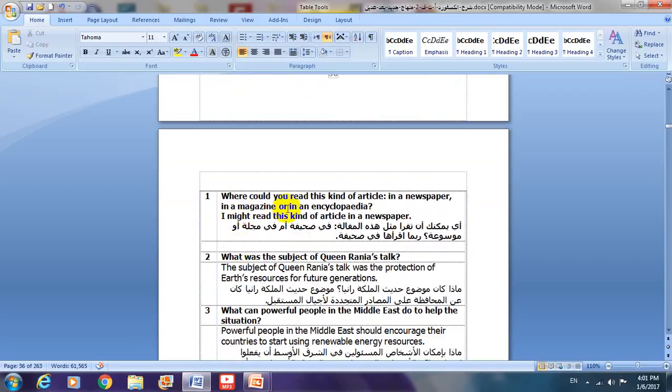1. Where could you read this kind of article? In a newspaper, in a magazine, or in an encyclopedia? I might read this kind of article in a newspaper. 2. What was the subject of Queen Rania's talk? The subject of Queen Rania's talk was the protection of Earth's resources for future generations.